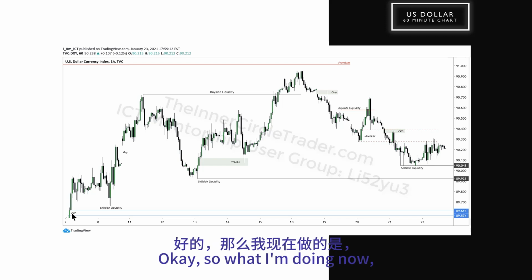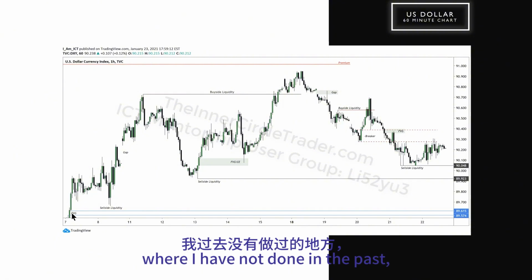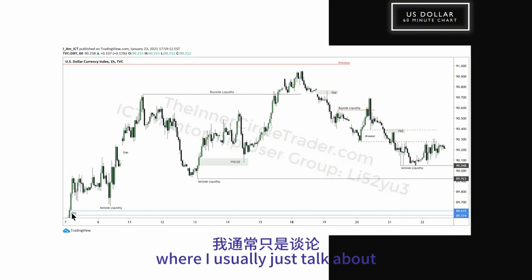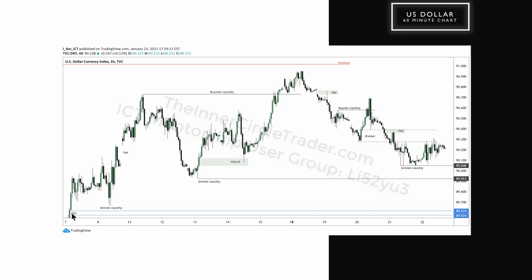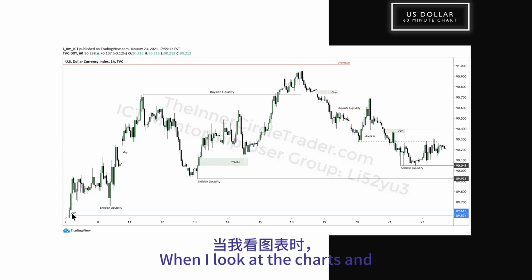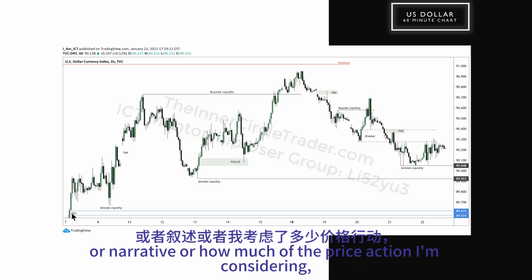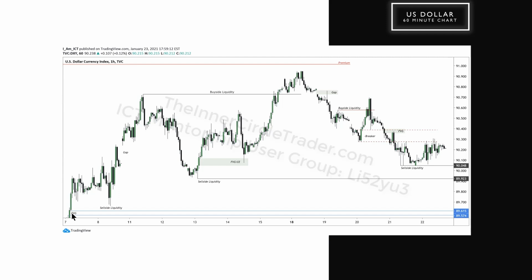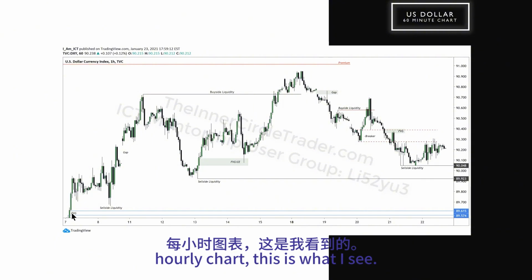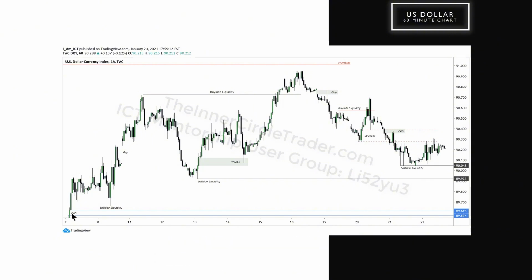Okay, so what I'm doing now, where I have not done in the past, where I usually just talk about something here, there, I'm giving you the amount of data. When I look at the charts and I'm thinking about something in the charts or a narrative or how much of the price action I'm considering, okay? As for the dollar hourly chart, this is what I see. This is what I'm studying.